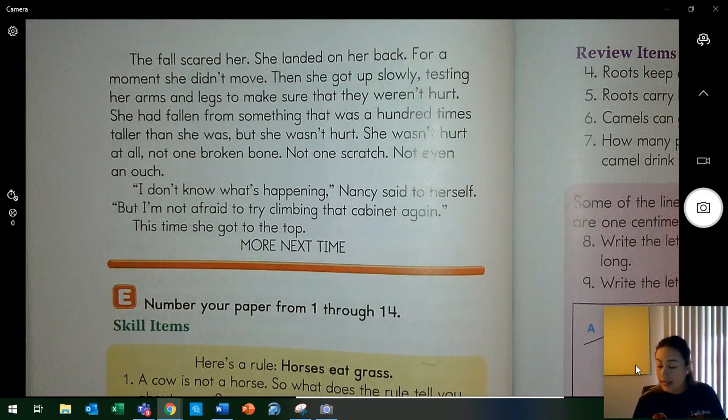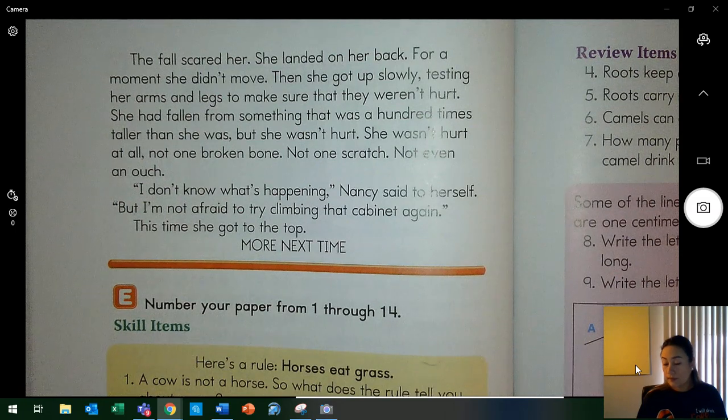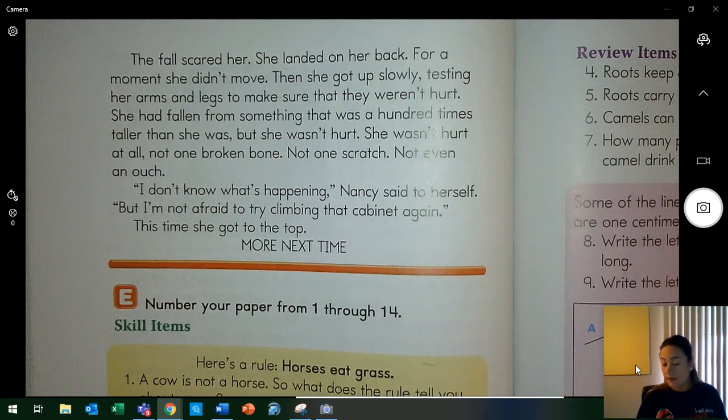Now, Nancy has now learned 2 things about being very small. What's the thing she learned about talking? Get ready. Right, small things have very high voices. What's the second thing she learned? Get ready. Right, small things don't hurt themselves when they fall from high places.